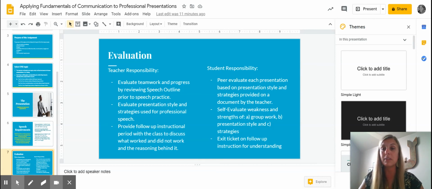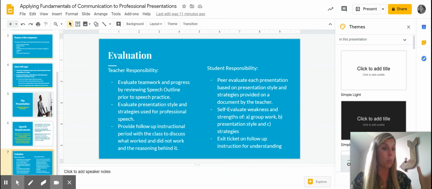The teacher's responsibility: we want to make sure that we are evaluating throughout the entire process. At the beginning, I am going to evaluate their teamwork and the outline that they give me. I'm going to look at who's doing what. I'm going to watch the team as they progress and guide. They need guidance, not just someone looking into a fishbowl. They need guidance to make sure that they're working well as a team.